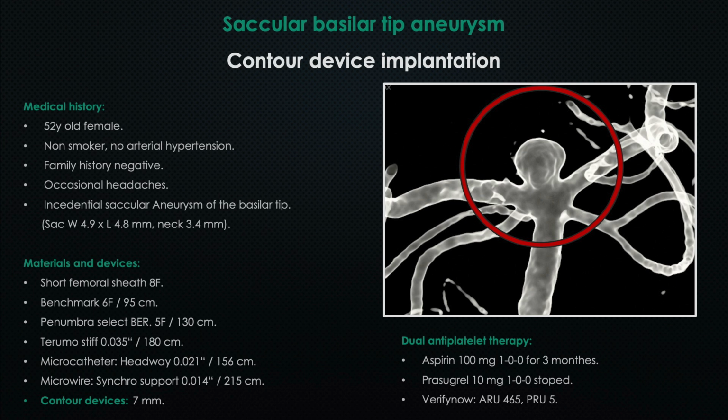The patient was prepared with a dual antiplatelet therapy, aspirin 100 milligrams once daily, and prasugrel 10 milligrams once daily, beginning 5 days before the intervention. The prasugrel was stopped immediately after the successful implantation of the contour device, and the aspirin would be given for 3 months. Please note that there are many ways to treat this aneurysm, and we've decided to treat it with a contour device, but that doesn't mean that the other ways would be wrong.